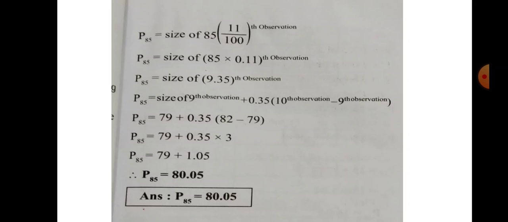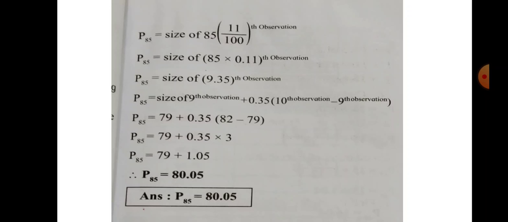So here a fraction number comes. So what to do in this case? How to find out P85 in this case? In the next step, you have to apply the formula. So what is the formula here now? P85 is equal to size of 9th observation plus 0.35 into bracket 10th observation minus 9th observation, bracket close. So this formula you have to apply to find out P85.